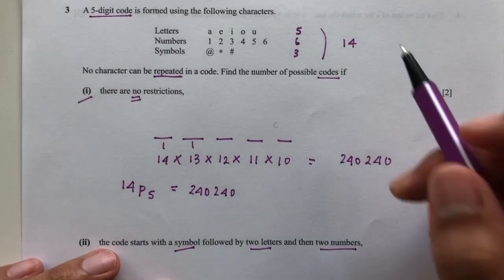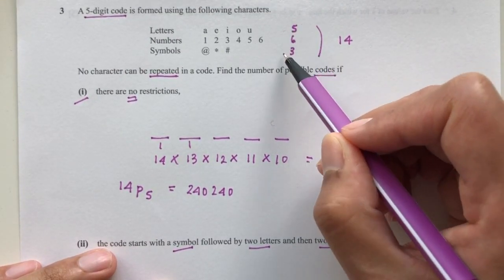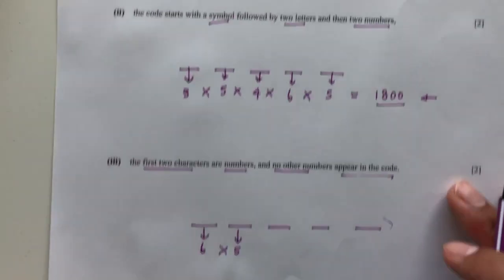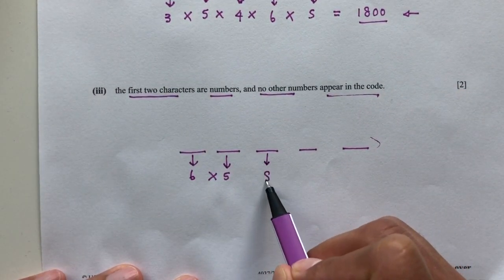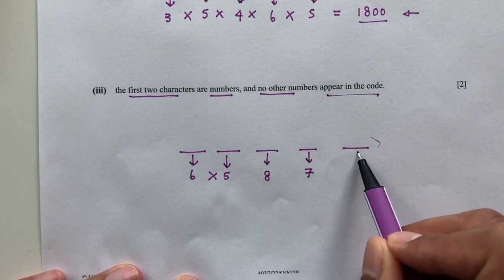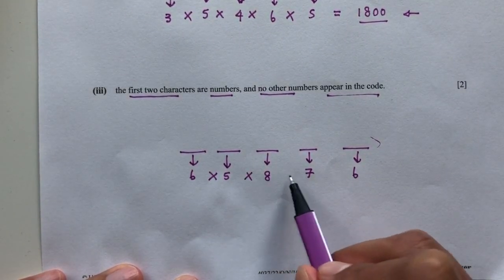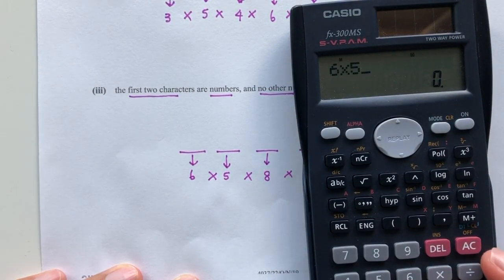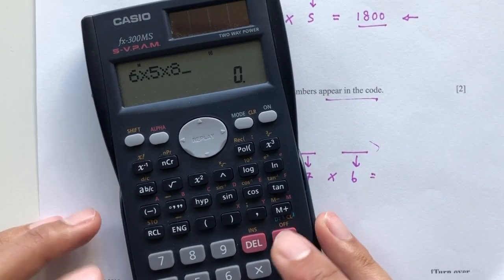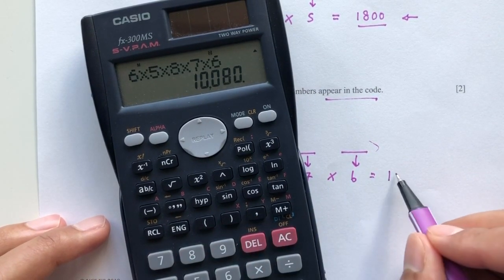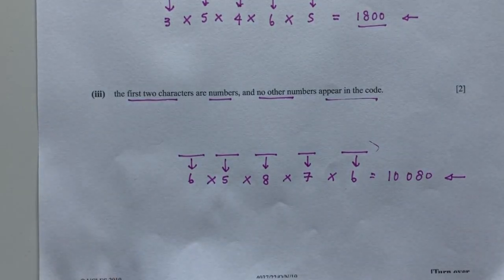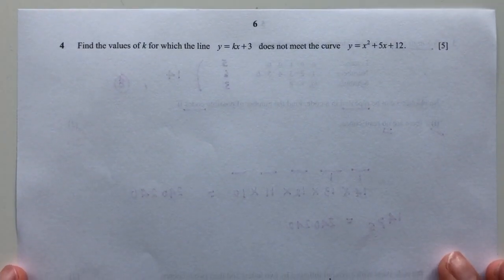So what is the rest? The rest will be letters and symbols, which means there will be 8 characters remaining other than numbers. So for this one we have 8 choices, then 7 choices, then 6 choices. Multiply everything to find the number of possibilities. So 6 times 5 times 8 times 7 times 6, that will be 10080. This will be your answer. Okay, and that is question number 3, I think. Yeah, 3.